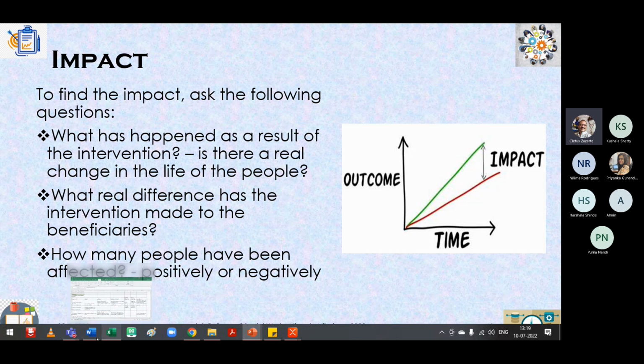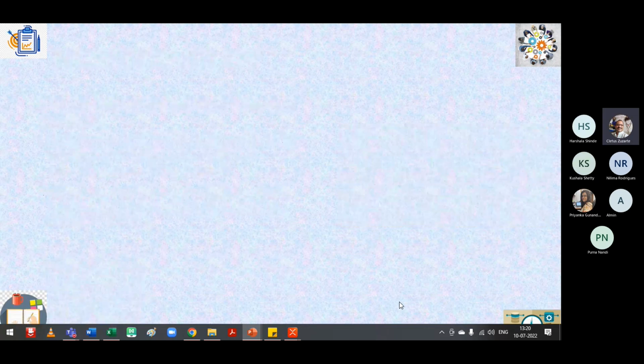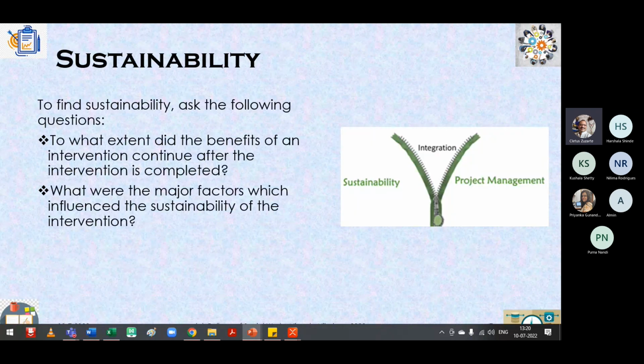Any questions so far? One more point is left, which is sustainability. Sustainability is how well the project can continue after you have completed. So when you're looking at impact, when you're looking at evaluation, you're looking at how your project can continue. To what extent did the benefits continue after the intervention was completed? And what are the major factors that influence the sustainability of the intervention?